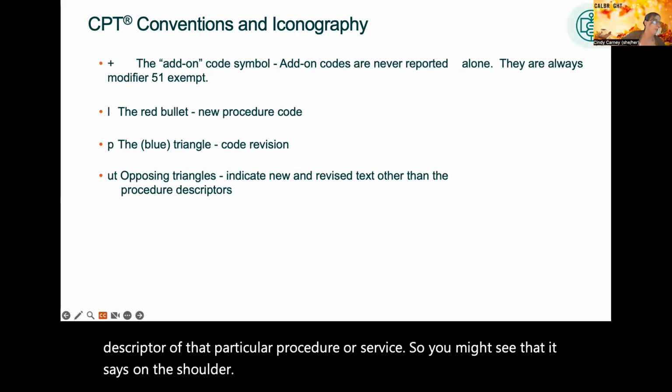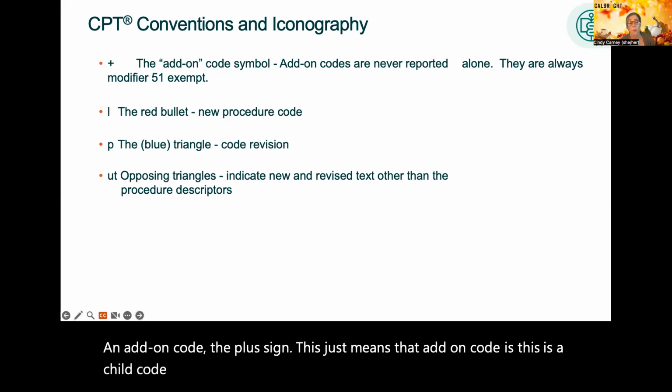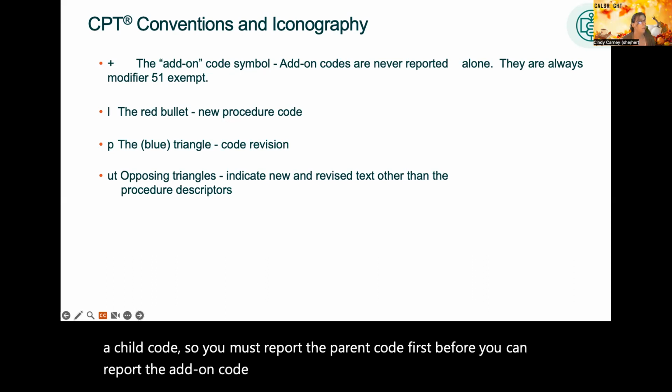An add-on code, the plus sign, just means that this is a child code. So you must report the parent code first before you can report the add-on code. These are always going to be modifier 51 exempt as well.